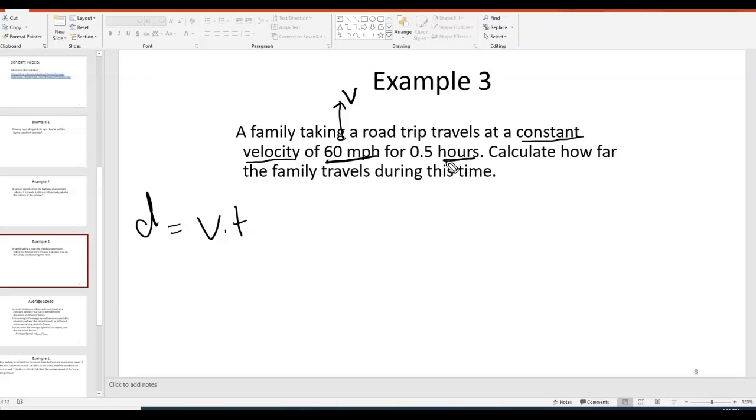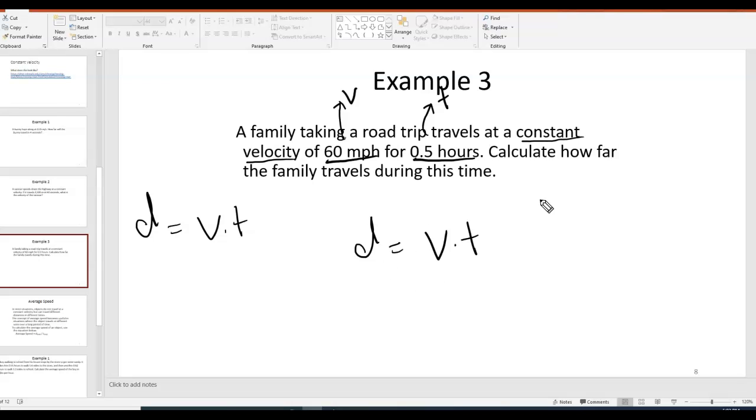And they give me the time not in the SI unit of seconds, but they give me the time in hours. Okay, so that's going to be my t. And so this constant velocity equation works with different units as long as the units kind of go together. So miles per hour, that means the time also has to be in hours. If it was miles per second, the time would have to be in seconds.